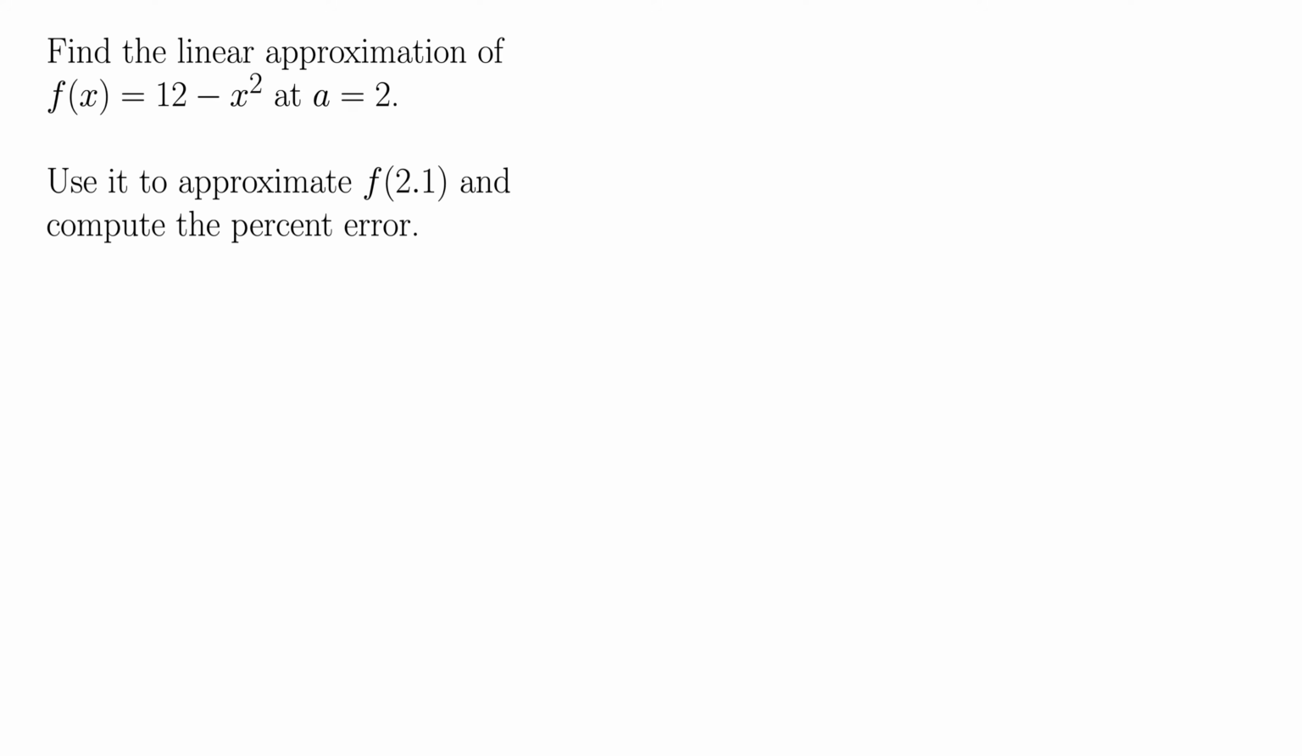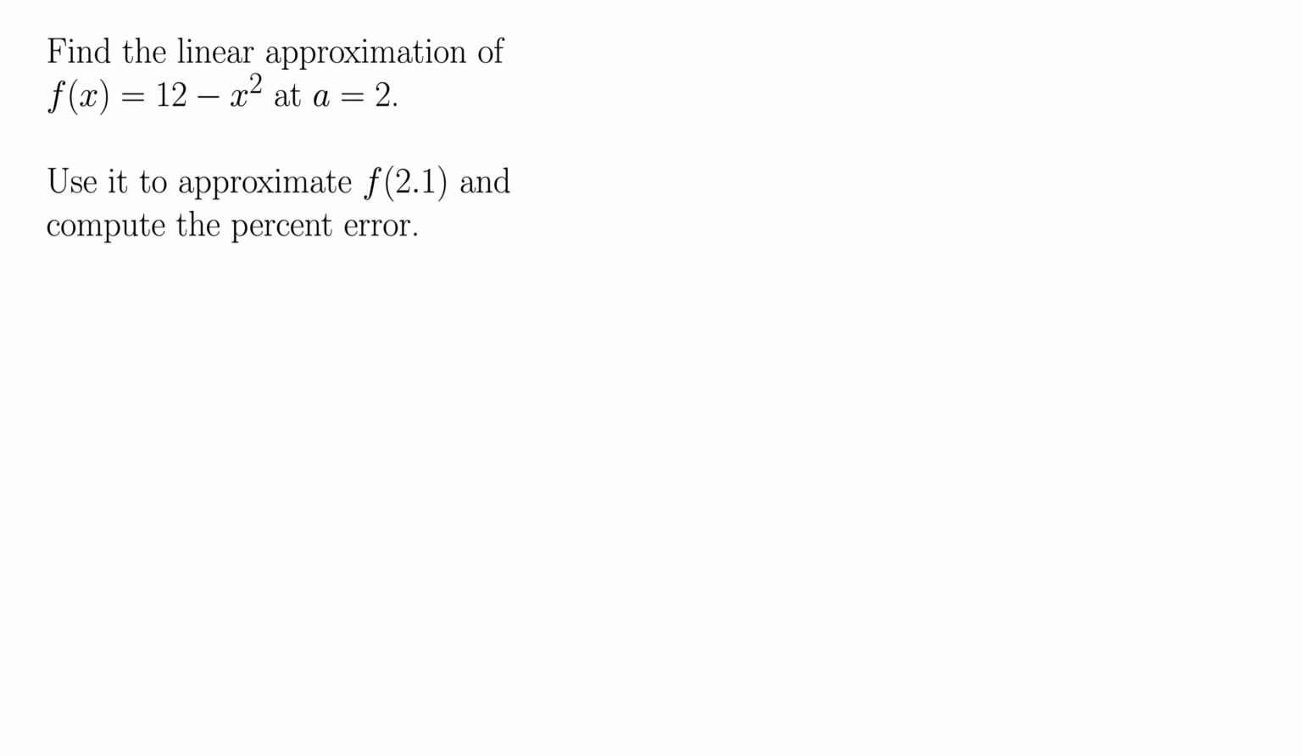In this example, we want to find the linear approximation of f of x equals 12 minus x squared at a equals 2. Once we do that, we want to approximate f of 2.1 and then compute the percent error. Okay, so a lot going on here. Let's try to consider this visually and think about what's actually happening here.